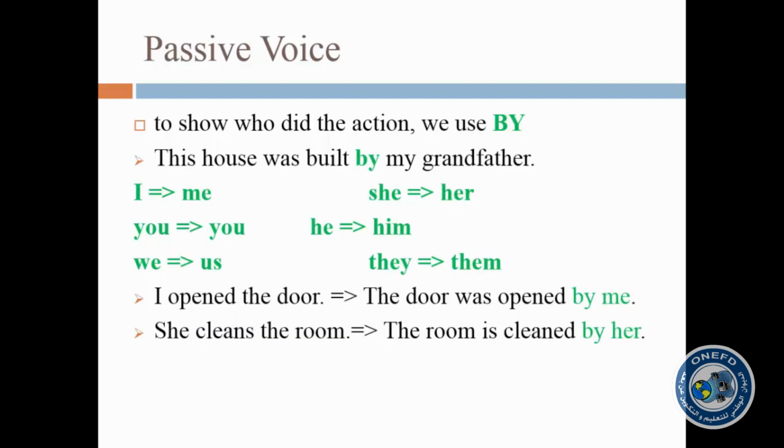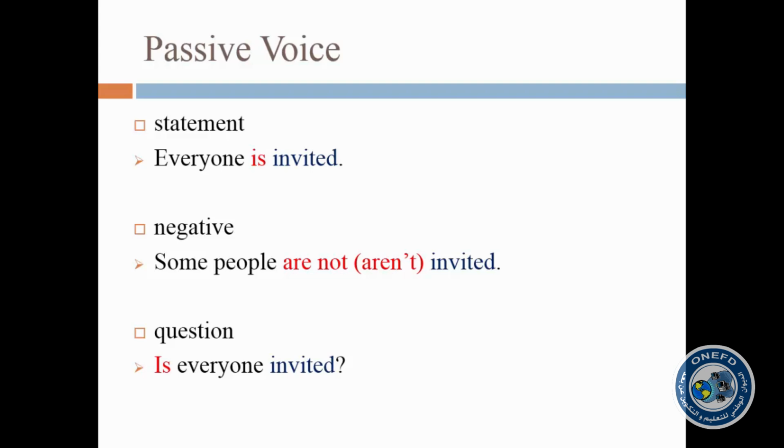Again, a note: we show who did the action by using "by". Also, in the passive voice, we have some changes in pronouns. For example, I becomes me, you stays you, and we becomes us. For example, this house was built by my grandfather. We can say this house was built by me, by you, or by us. She becomes her, he becomes him, and they becomes them. So, we can have the passive voice statement, the negative form, and the question form of the passive voice.